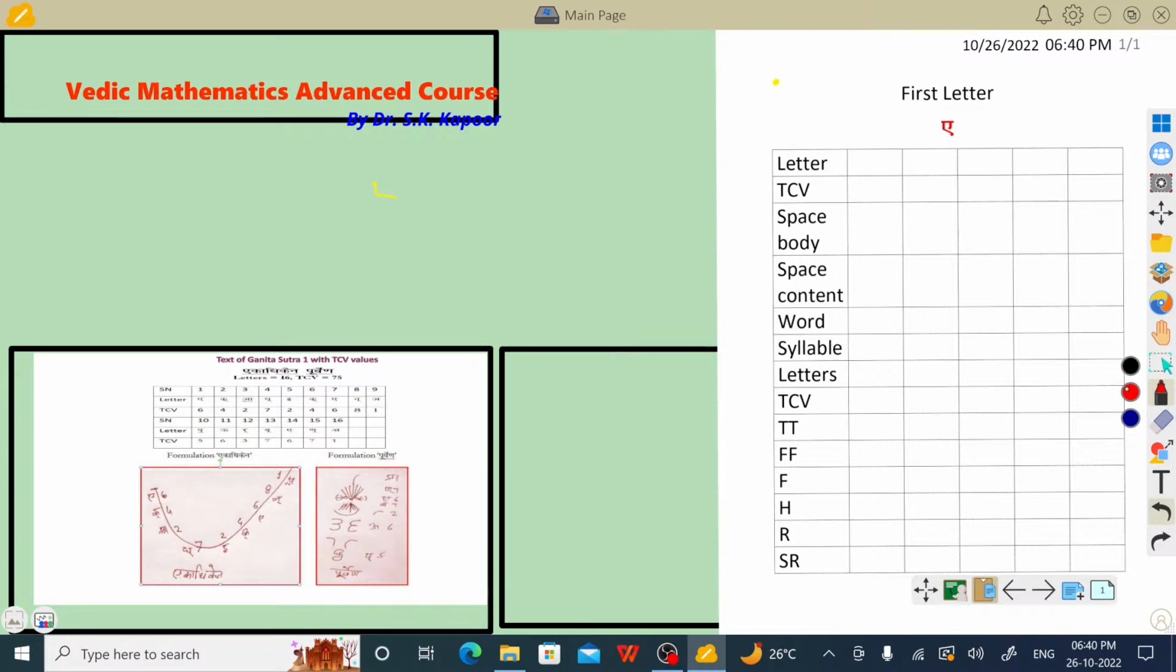Today, in continuity of lesson 2, we are proceeding ahead. The present lesson 3 is captioned as first letter.